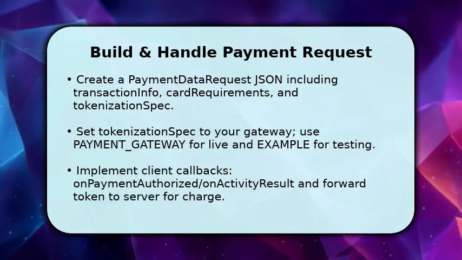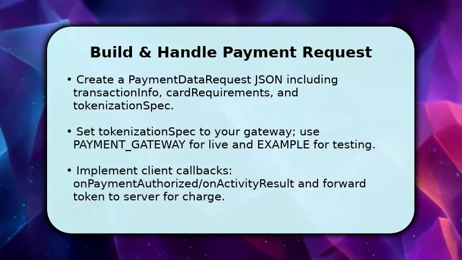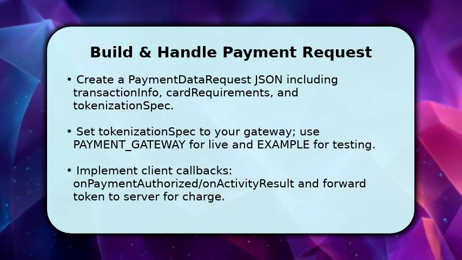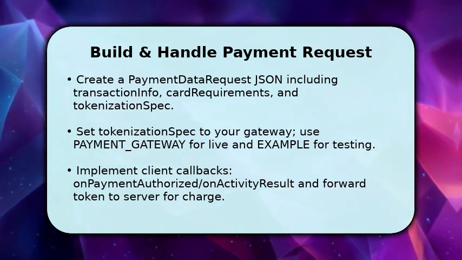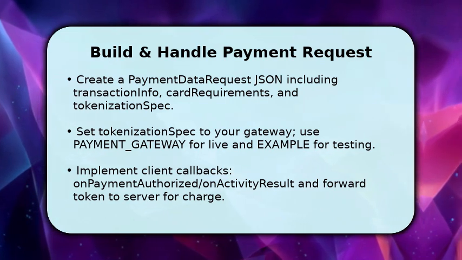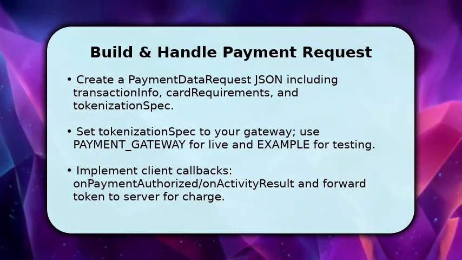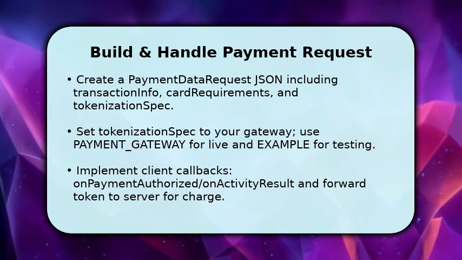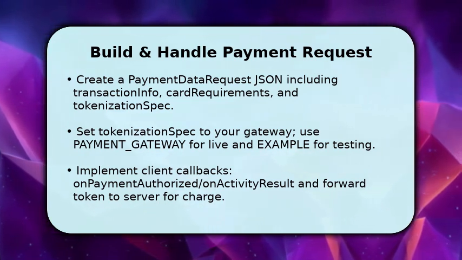Now build the payment data request JSON, include transaction info, currency code, total price status, total price, card requirements, and a tokenization spec that points to your gateway. For testing, keep tokenization spec set to example. For production, swap to payment gateway with your gateway params.